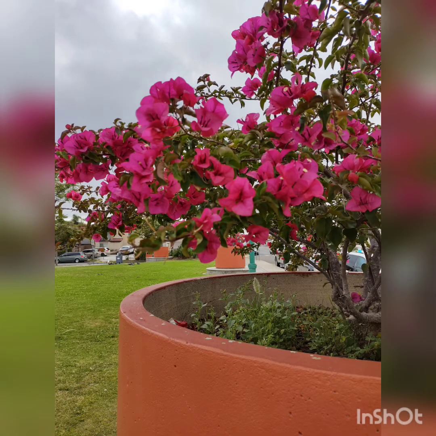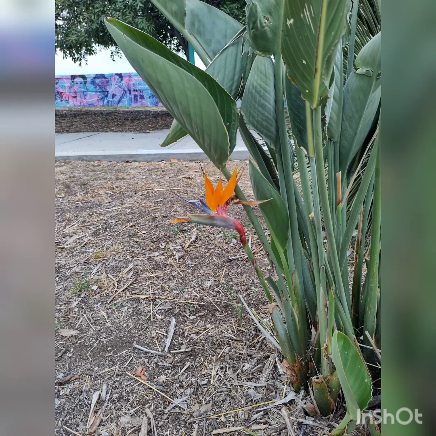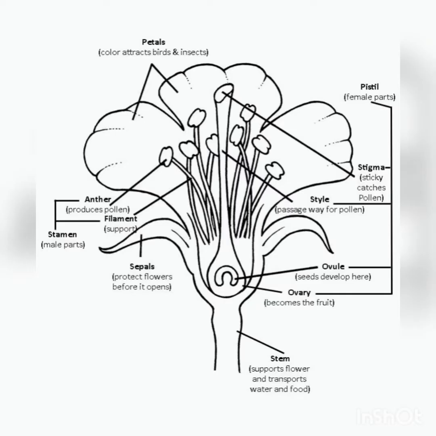We're going to start knowing the definition of a flower. A flower is sometimes known as a bloom or blossom. It's the reproductive structure found in flowering plants. A flower consists of petals, sepals, stamens, and pistils. A stamen has two parts called the anther and the filament. A pistil has three parts called stigma, style, and ovary.